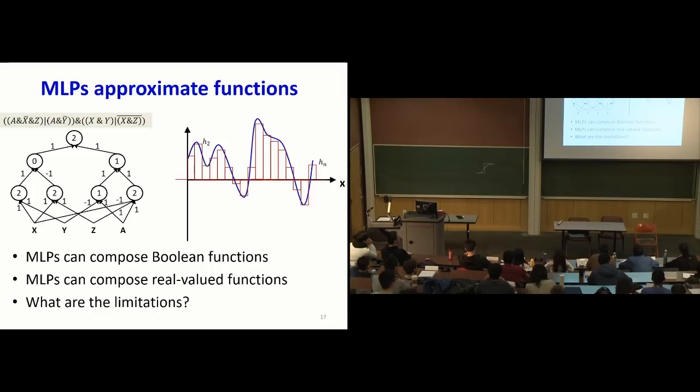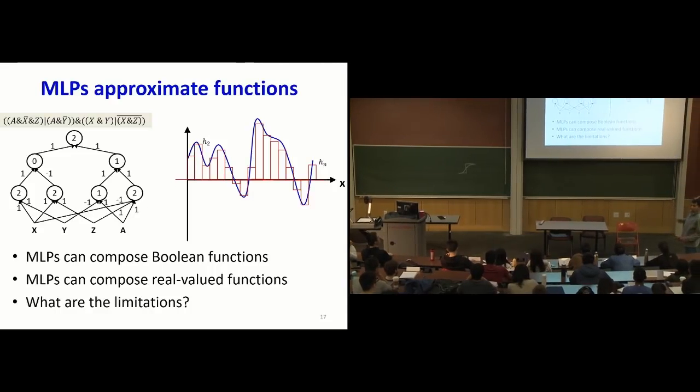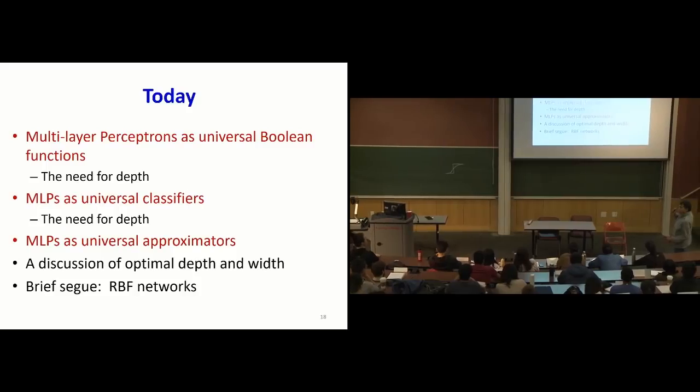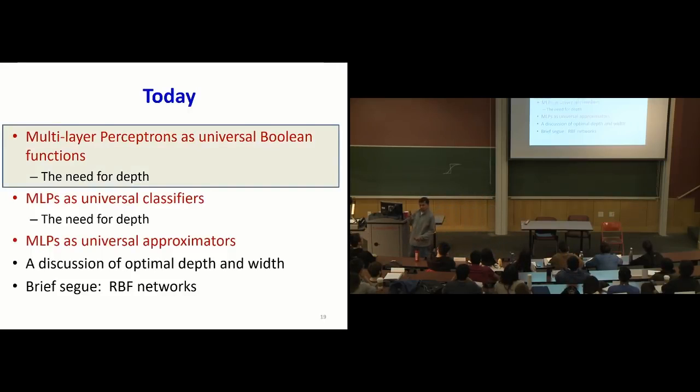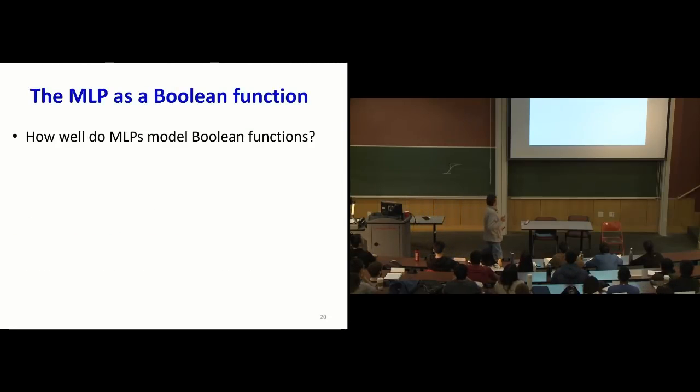Now, what are the limitations? When I say any, do I really mean any? Is there any restriction on the network structure itself? That's what we're going to cover for the rest of today's class. We're going to look at this network structure that we just saw. It's many layers of perceptrons connected to each other, so we're going to call it a multi-layer perceptron. We're going to show how these are universal Boolean functions. We'll see that these are universal classifiers and universal approximators, and we'll look at some of the limitations. So let's look at the MLPs as Boolean functions first.